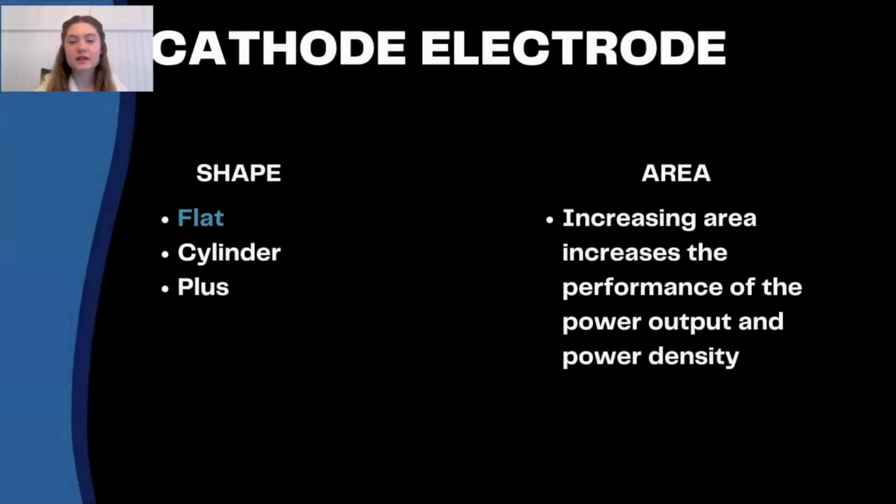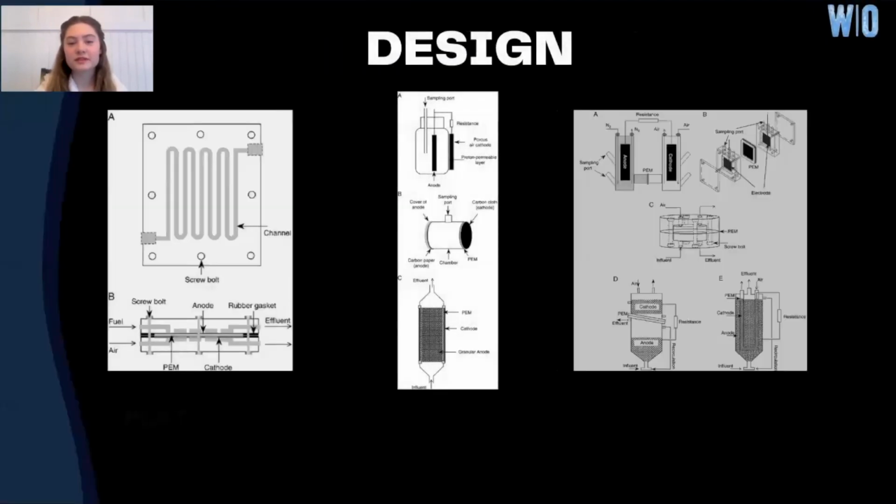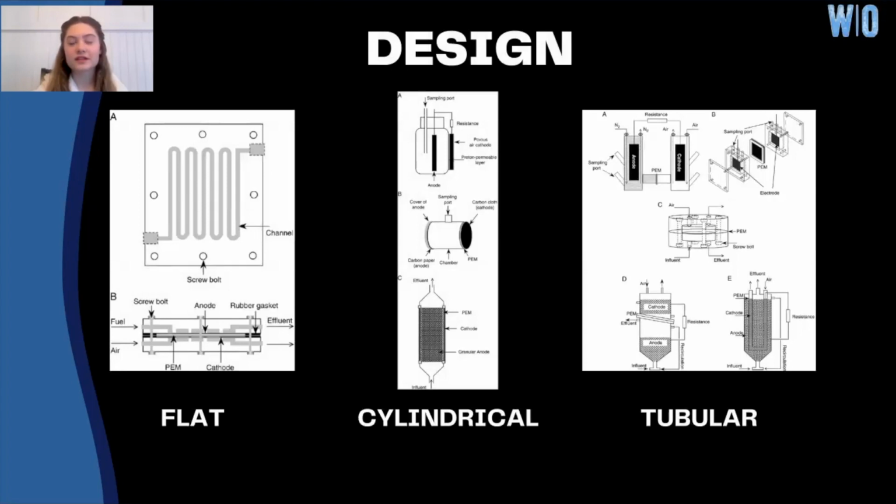It is crucial to study the effect of the cathode electrode shape and surface area, since it can affect the internal resistance and the amount of power generated. There are three main types of microbial fuel cells, known as flat, cylindrical, and tubular.